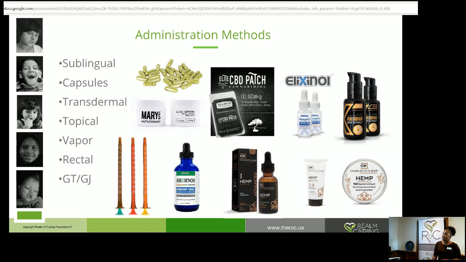Another administration method is rectal dosing. A lot of people don't feel comfortable with rectal dosing, but it is an option. We typically suggest that for people that do have, let's say, rectal cancer or endometriosis or ovarian cancer or something like that. Because you want to dose closest to the source of the issues as possible, that even goes for Crohn's or any type of GI issues, because it's going right directly to the source.